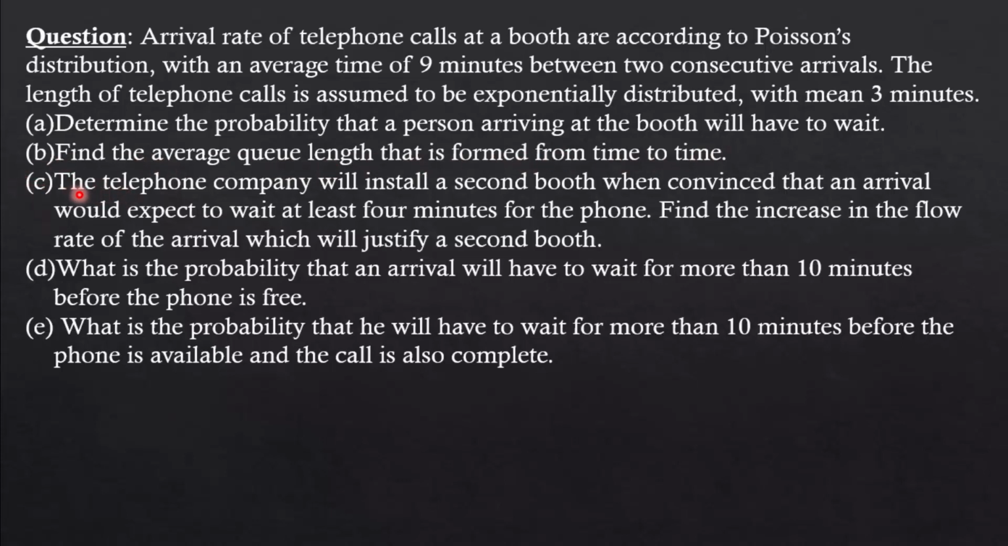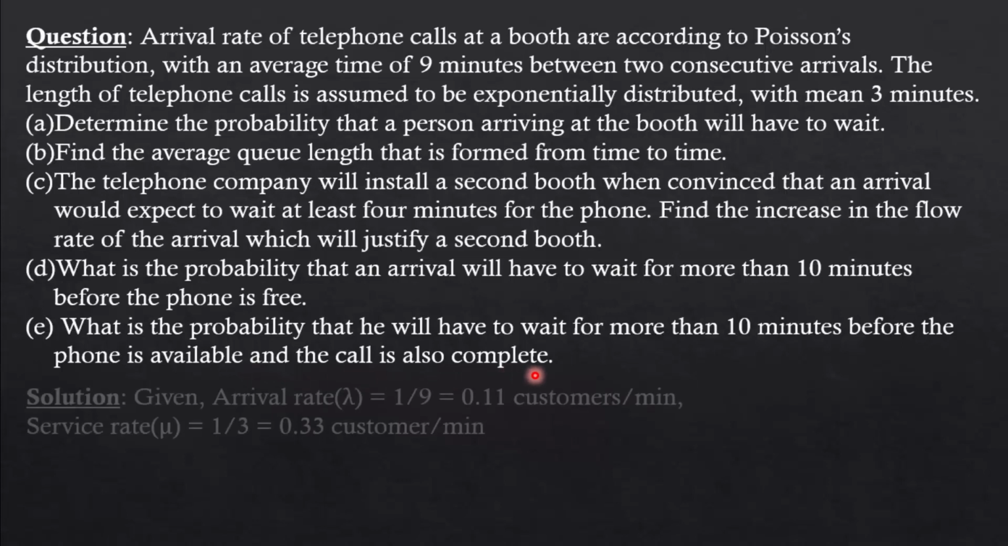Third, the telephone company will install a second booth when convinced that an arrival would expect to wait at least 4 minutes for the phone. Find the increase in the flow rate of the arrival which will justify a second booth. The next is, what is the probability that an arrival will have to wait for more than 10 minutes before the phone is free. And finally, what is the probability that he will have to wait for more than 10 minutes before the phone is available and the call is also complete.